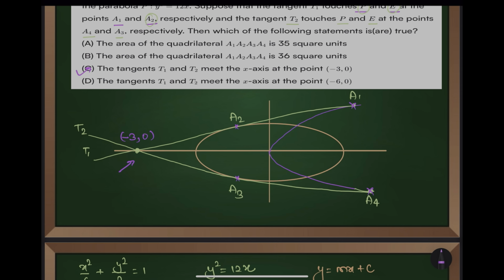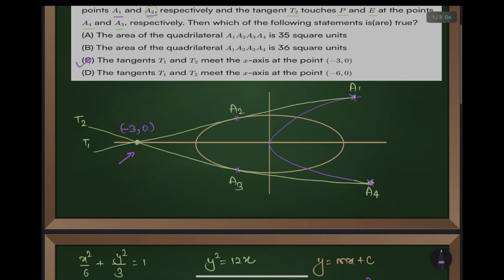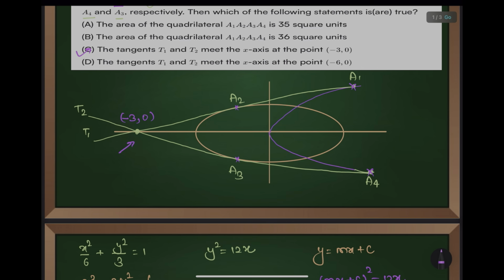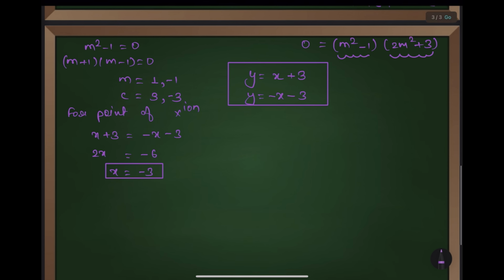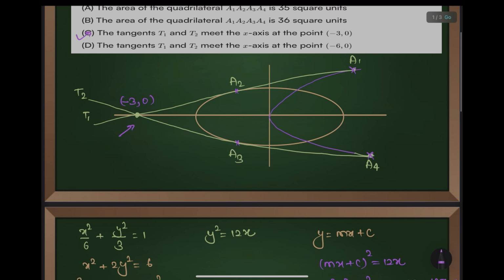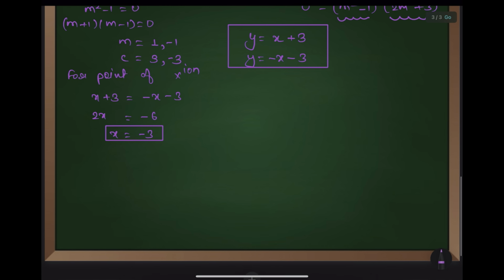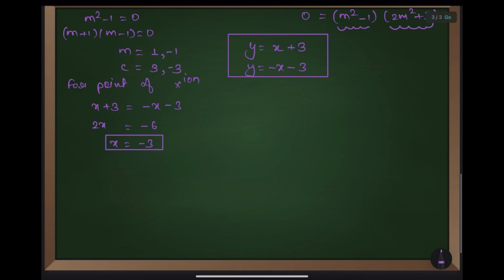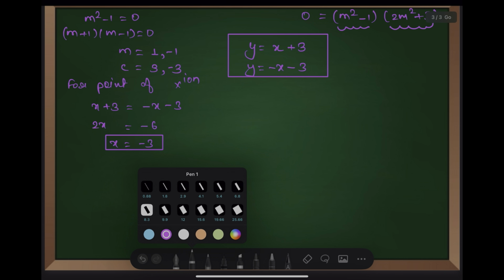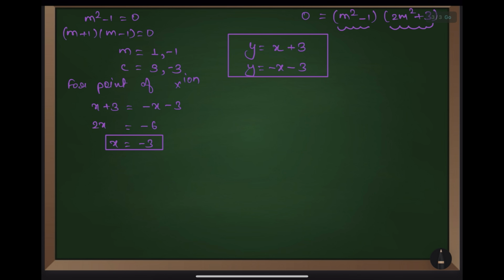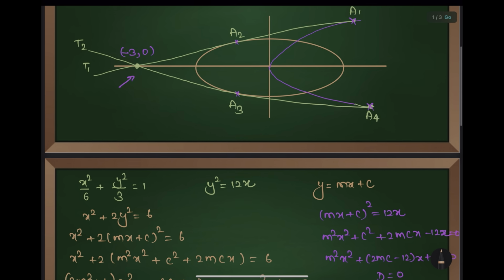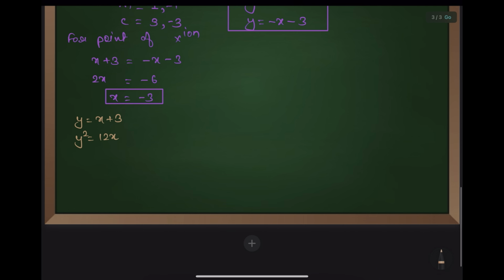So A1, who is A1? A1 is the intersection of T1 with the parabola. So look at this. This T1 has a positive slope. So I'll go with the line. You can go with any line, okay? So I'll go with y equals x plus 3 and the parabola y square equals 12x. Yes, 12x. So I'll solve these two.